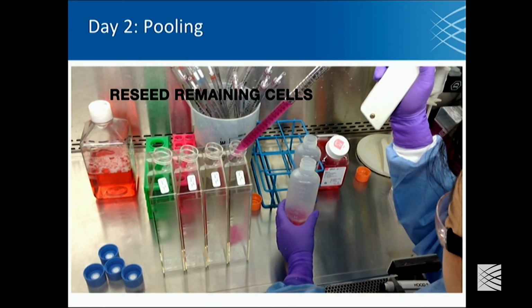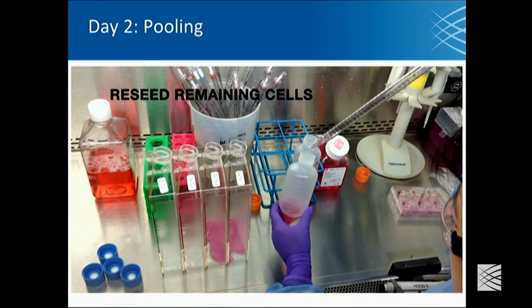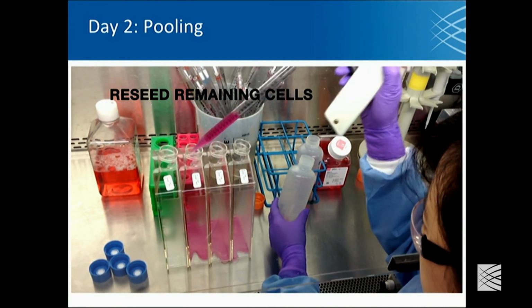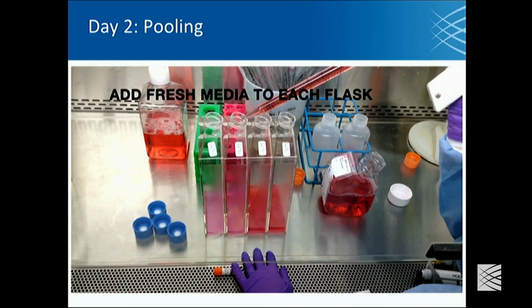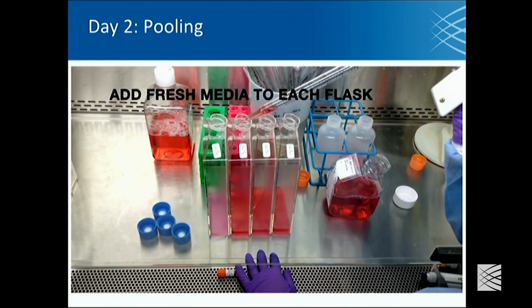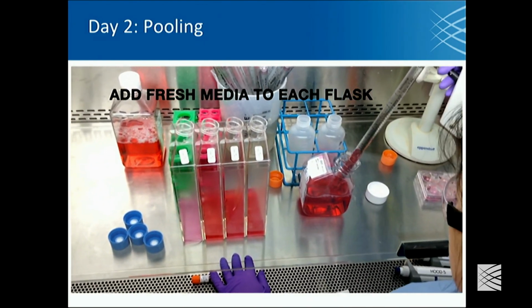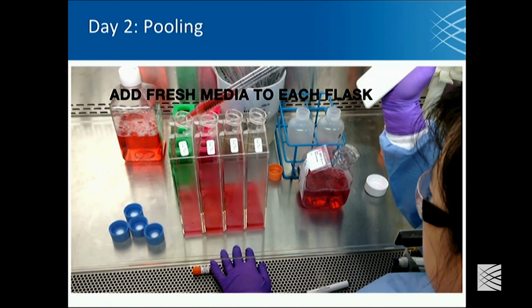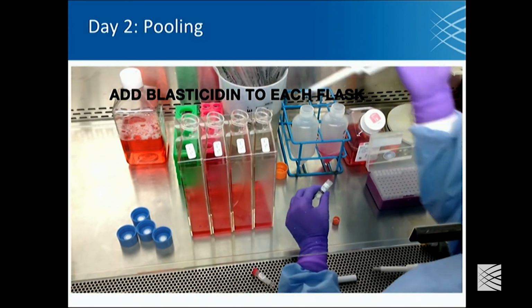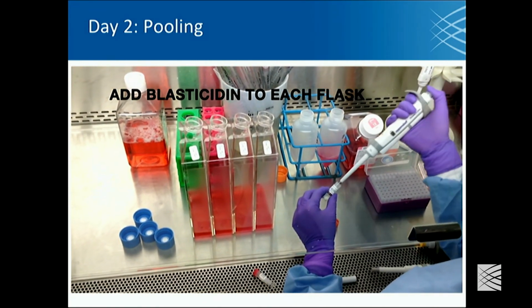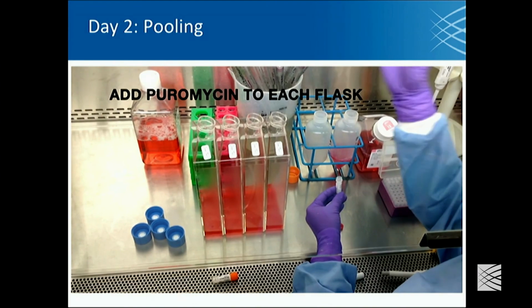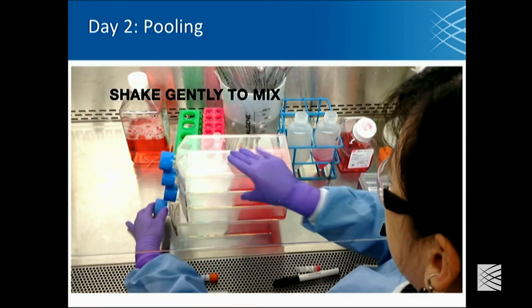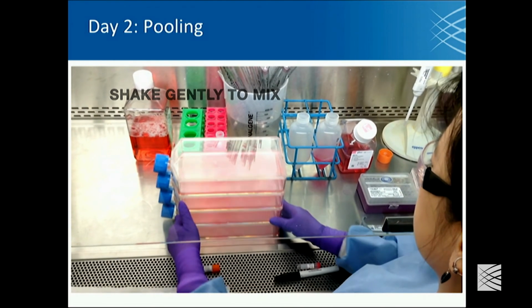Reseed the remainder of the cells from the replicates into the appropriate number of flasks. Add fresh media to each flask, bringing them to their final volumes. Add blasticidin to each flask. Add puromycin to each flask. Mix the flasks gently and incubate.